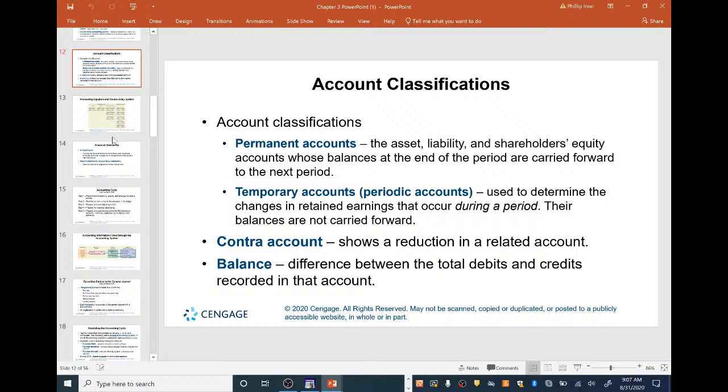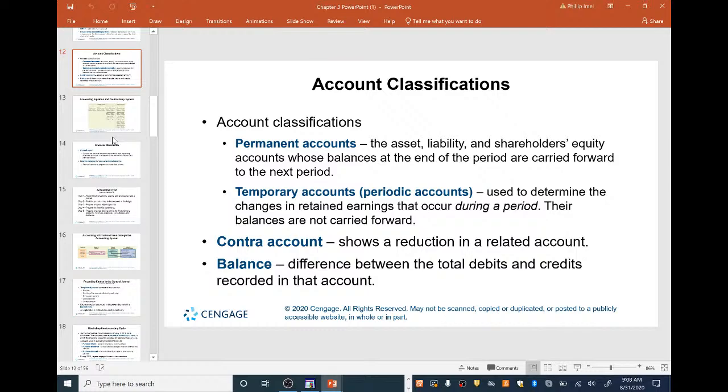Temporary accounts are going to be used to determine the changes in retained earnings that occur during a period. And these balances are not carried forward. So once again, temporal accounts or temporary accounts, these are going to be your income statement accounts, right? Your revenues, expenses, gains, and losses. And these have to be closed to your permanent accounts, okay?